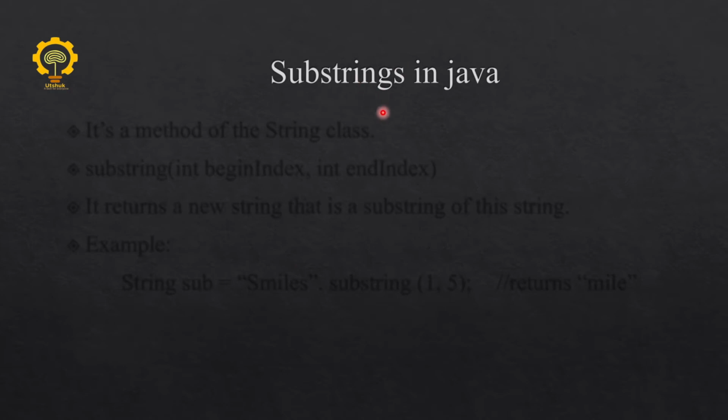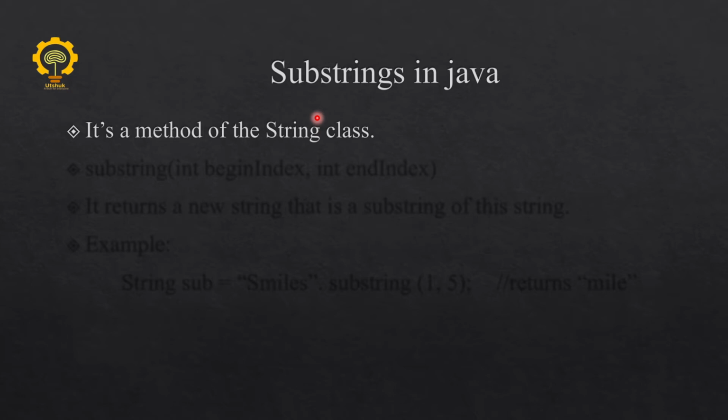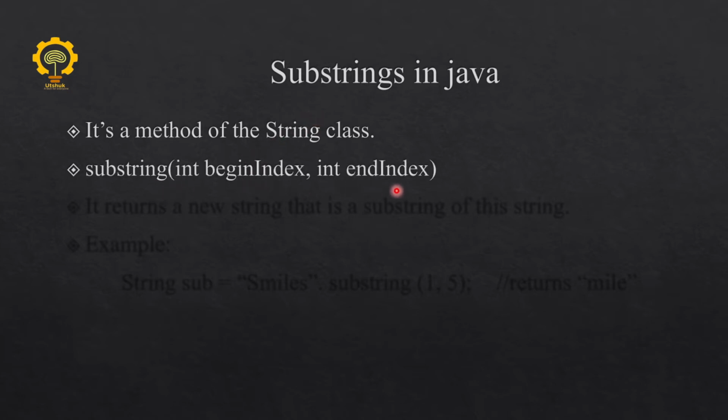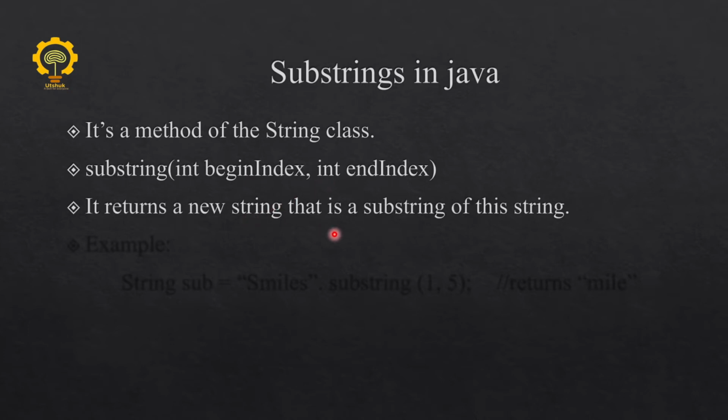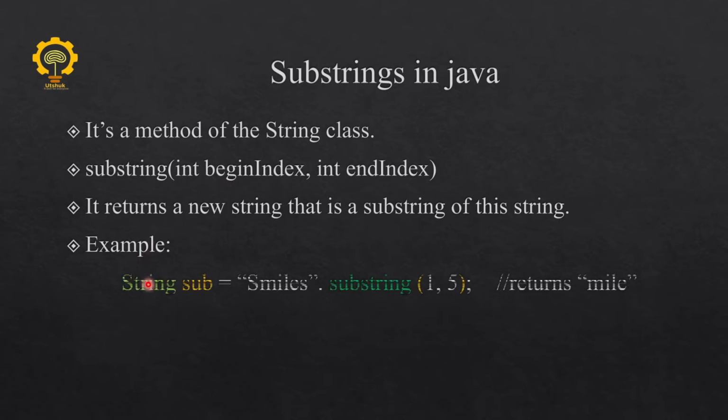So let's see what substring means. It's a method of the string class. Substring is a method that is provided by Java. Substring has the beginning index and the last index or the end index, and it returns a new string that is a substring of this string. That means whenever we use the substring, it's gonna return another new string as the substring of the original one. For example, this is the string as sub, and this is the type that represents it's a string, and we have the string value as smiles.